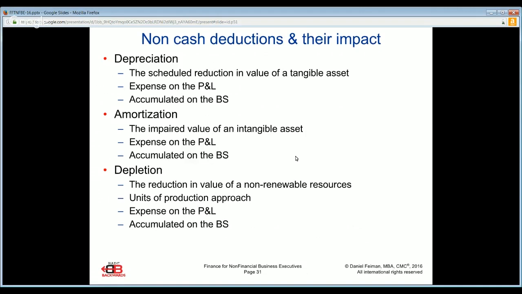So if we're in one of those extraction industries where we have reserves, we're producing from those reserves at the beginning of production, and in many cases pre-production, we have calculated or estimated the entire volume of product. Again, oil, gas, coal, gold. And as we extract those units, whether they're cubic feet or barrels or tons, that amount is expensed on the income statement and accumulated on the balance sheet.